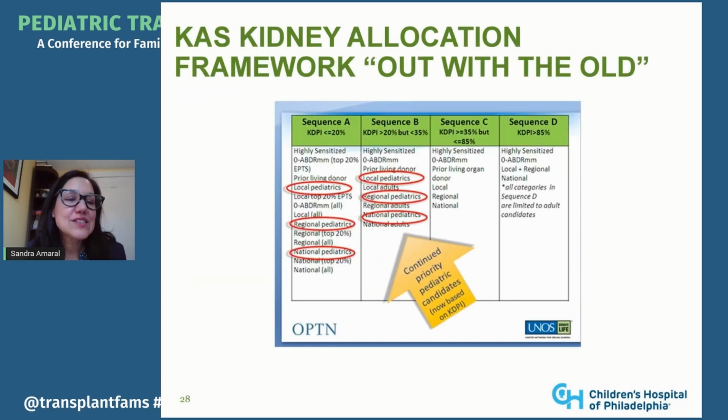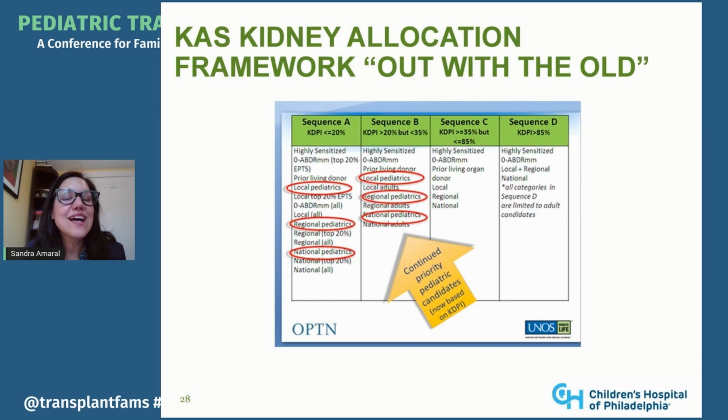And this is just, again, to use kidney as an example. The kidney allocation framework, KAS, is sort of now kind of out. But just for context, I just want to show you what it looked like. So it was an improvement over the old system in several ways. So it tried to stratify the quality of a donor organ with this kidney donor profile index. So the lower index was lower risk, so better outcomes expected. And then there were sequences within these categories of transplant quality.